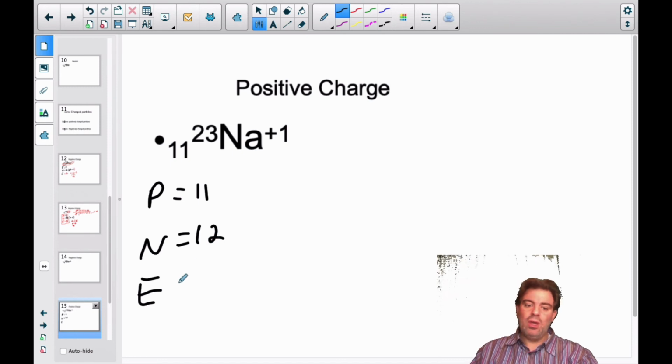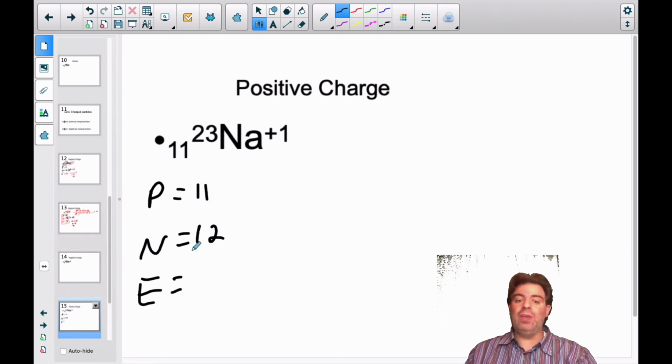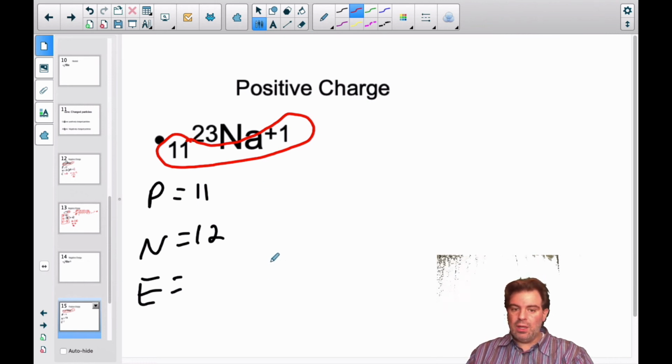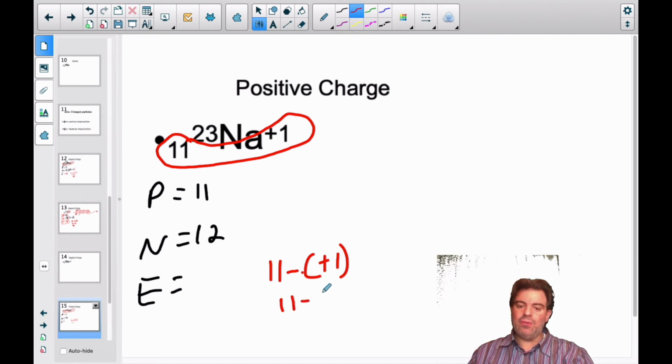Nothing has changed. Now to find the number of electrons. So what do we do? We subtract, we said, the atomic number from the charge. So what is it? 11 minus +1, don't forget the charge. What is negative times positive? -1, so that is 10. So we have 10 electrons. Notice how when we have a positive charge, we always have more protons than electrons. And when we have a negative charge, we always have more electrons than protons. Go back to the previous problems and you will see it.